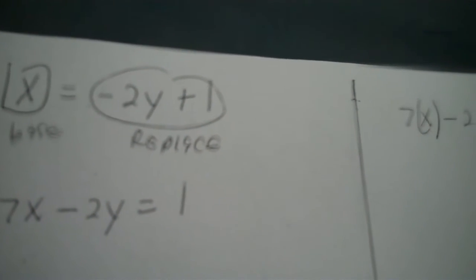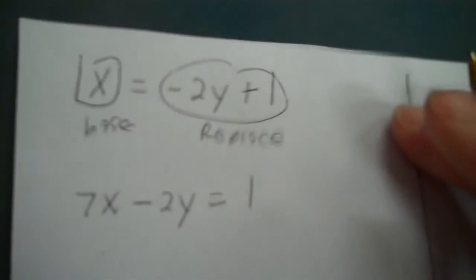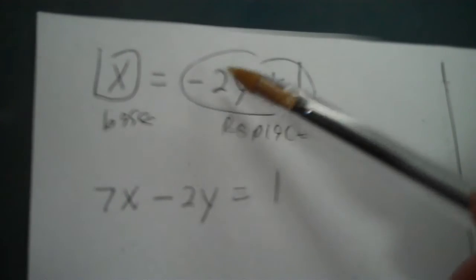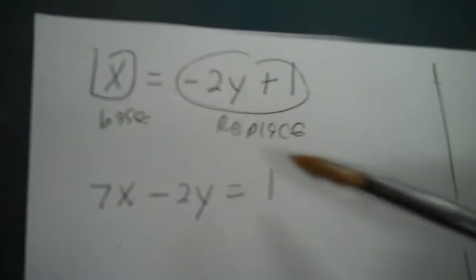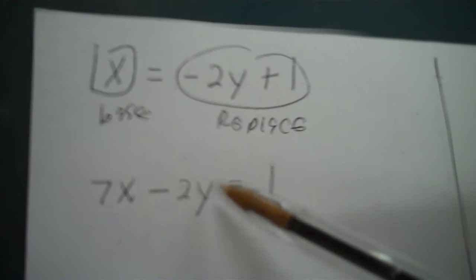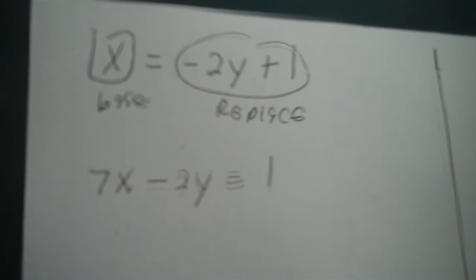Okay, this doesn't have any directions. I just want you to do one quick thing. We're going to have to take this process one step at a time here today. What we have are two equations. x equals negative 2y plus 1, and then 7x minus 2y equals 1.